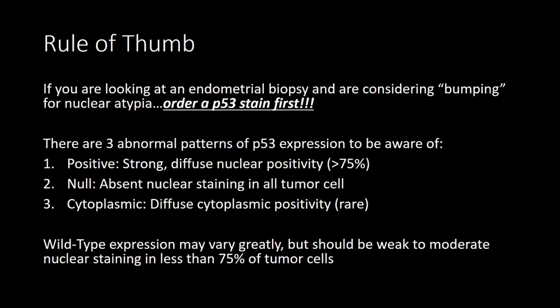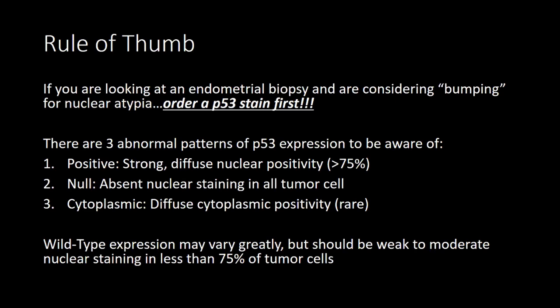Now, there's no consensus on this. There's a lot of articles that will use different cutoffs. I like 75%. Dr. Gilks and his group had a great article about P53 staining and standardization that I think everybody should be aware of and read, especially if you look at a lot of P53 stains. That being said, 75%, it doesn't happen that often. Most of the time, as you guys know, it's 90% plus, maybe even 100%. The next pattern is null, and that will be nearly absent nuclear staining in all tumor cells.